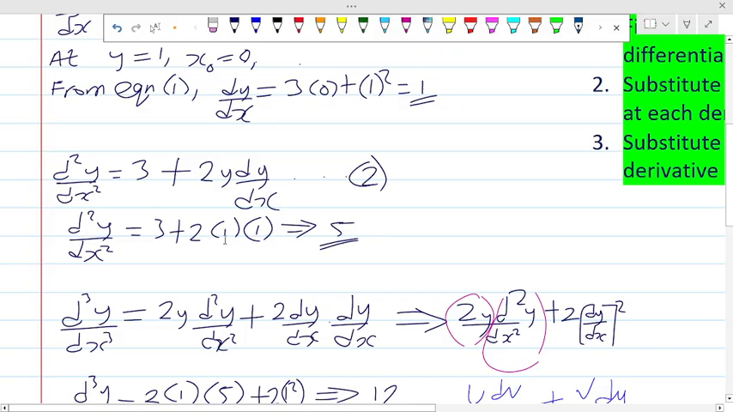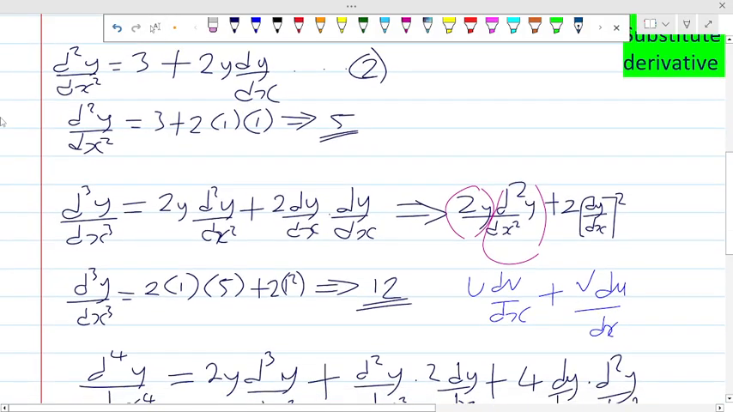Okay, now we'll go for the third derivative. To get the third derivative, just differentiate your second derivative. So differentiating the second derivative, of course, when you differentiate a constant, you get 0, so that guy is off. Okay, so we'll come to this second part now, to differentiate this.